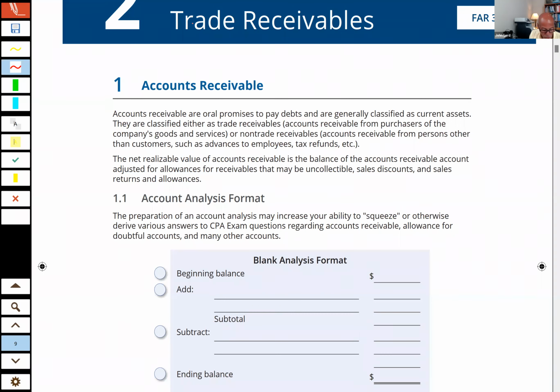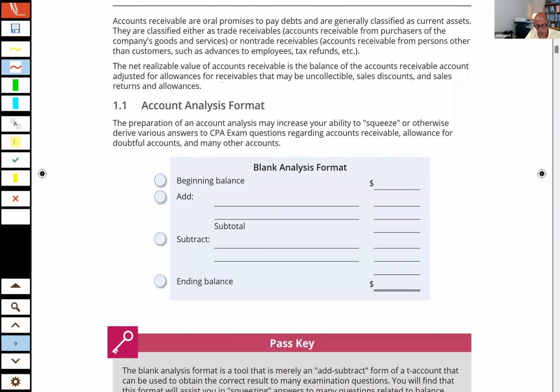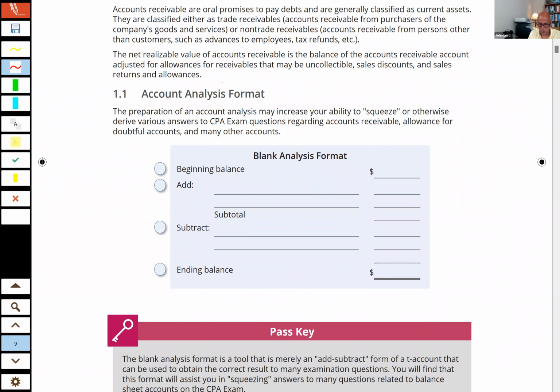Okay. All right, good. Now, we start out with the discussion of the blank account analysis format. And we're talking about it in the context of receivables, and we're going to talk about it in the context of the allowance for doubtful accounts, okay? But I want you to realize that you can use this for any account. It's not limited to receivables, it's not limited to allowances, okay?